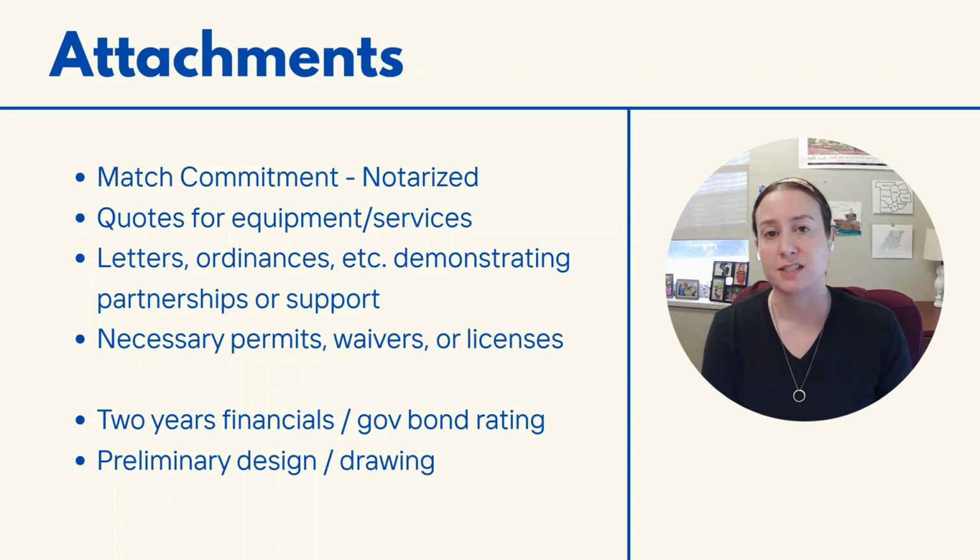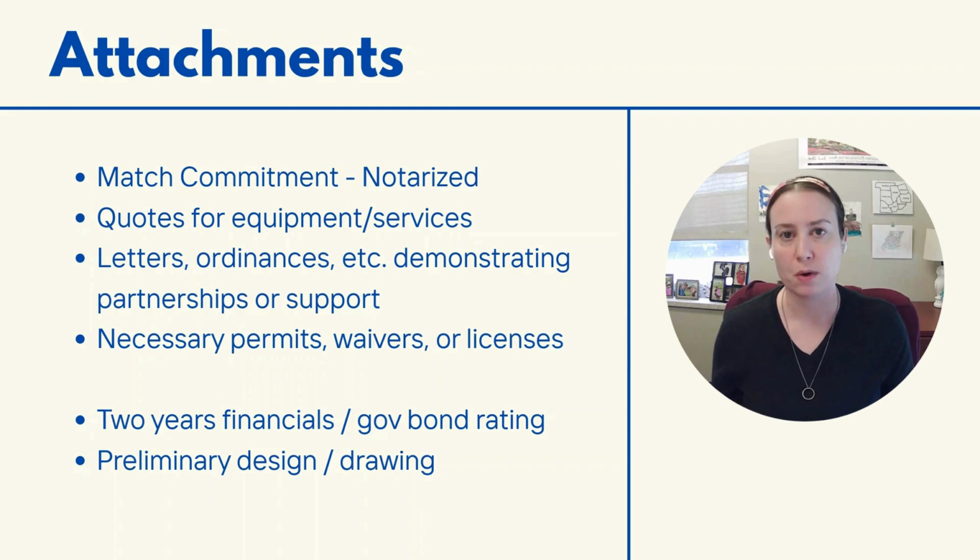Quotes for equipment and services. Up to about $3,000, we ask for at least 2 quotes. And as I mentioned before, that can be something as simple as a screenshot from a website, going on Home Depot and saying this tiller is this amount of money, and we've justified why we need it, and here's why the cost is there.